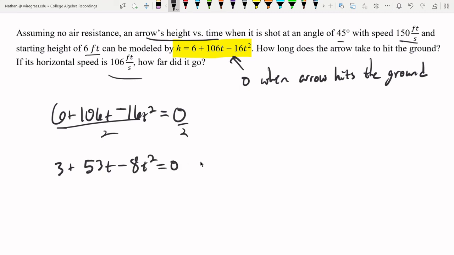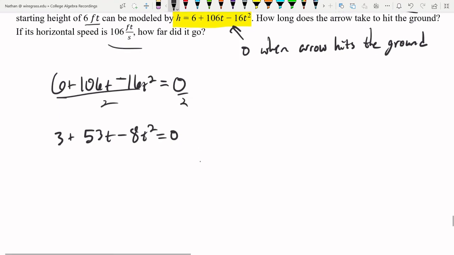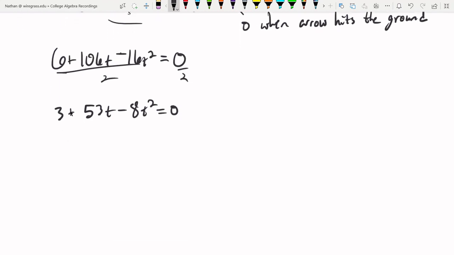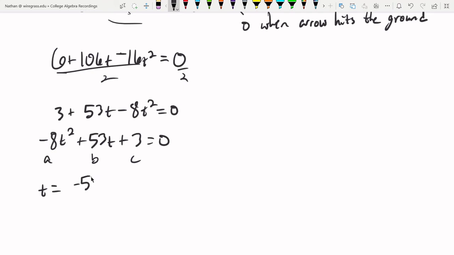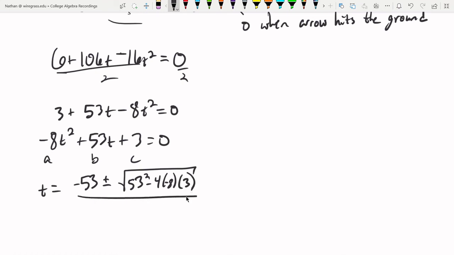And I can try factoring this. I don't imagine it'll work. So I want to go ahead and use the quadratic formula. I don't have it written the normal way, so I can just rewrite it as negative 8t squared plus 53t plus 3 equals 0. And now I have my a, b, and c. So t equals negative b plus or minus the square root of b squared minus 4 times a times c, all over 2 times a.